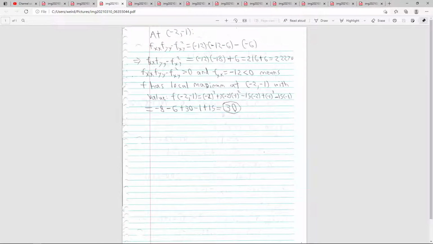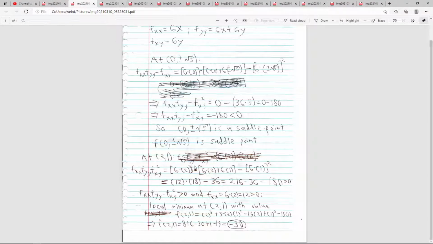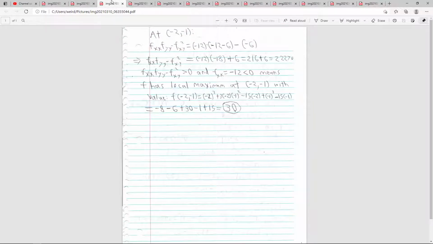basically you end up with, again, a positive value for this discriminant. And f_xx is negative, because it's negative 2 times 6, and it's negative 12, which is less than 0. So that's the local maximum. It's 30, and the other one is the local minimum. And so you have a saddle point, local minimum, and local maximum.